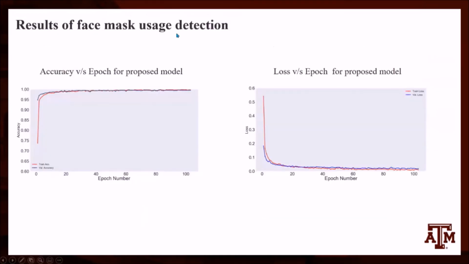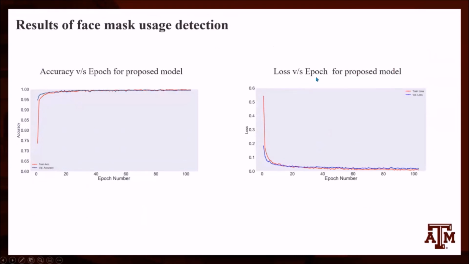Now the results of face mask detection. On the left hand side we have accuracy versus epoch, and on the right hand side we have loss versus epoch. The red curve indicates the training accuracy, and the blue curve indicates the validation or testing accuracy. The independent axis gives the epoch number, and the dependent axis represents the accuracy or loss. We see that the training accuracy and the testing accuracy converge after 20 epochs, and this indicates that our model is working correctly and there is no overfitting. So the disadvantage that we have for MobileNetV2 has been overcome in this case.